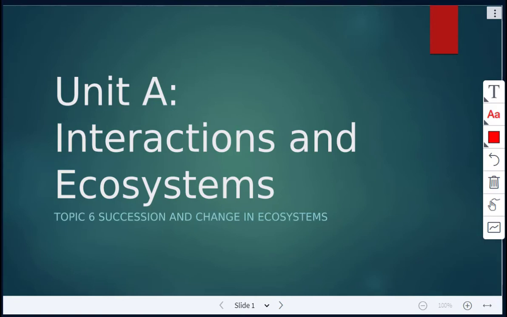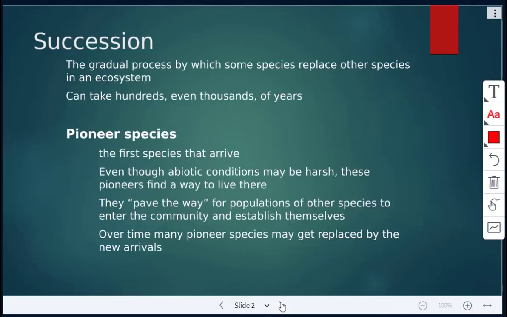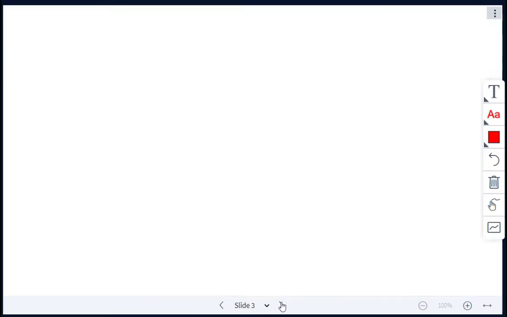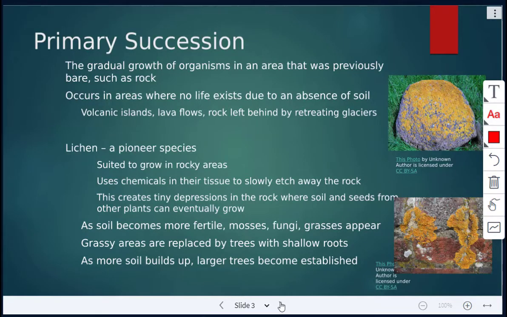All right, so today's class, we're going to finish up our topic on succession and change in ecosystems. So last class, we had talked about primary succession, pioneer species, and also secondary succession. Just for a quick review, pioneer species are the species that are the first to arrive at a location, such as lichen and moss. Those would be pioneer species.